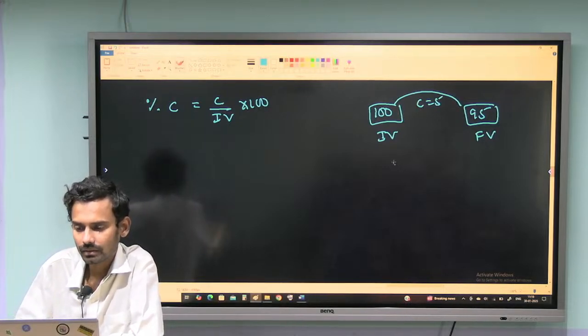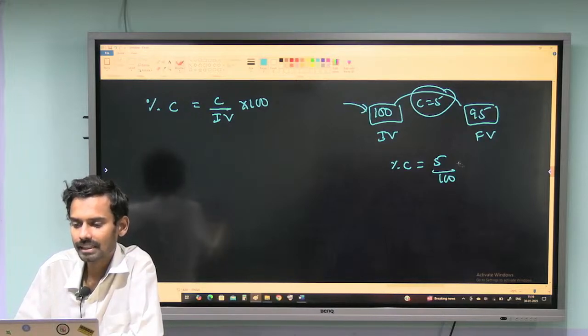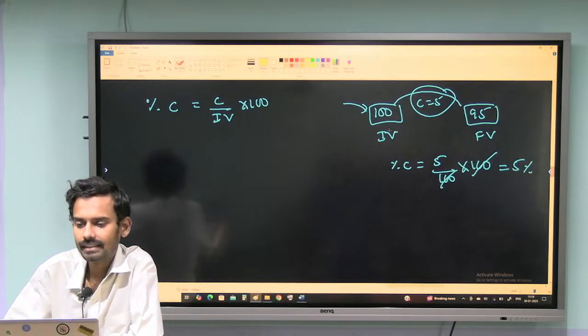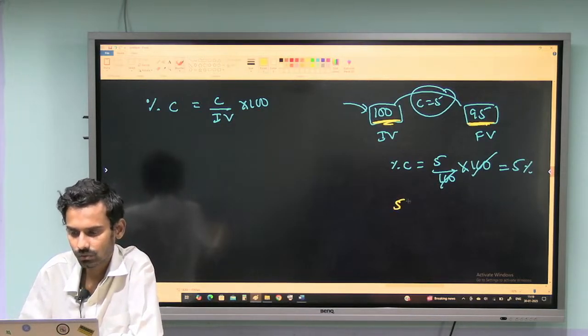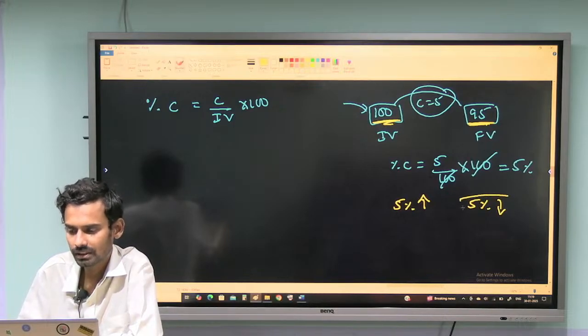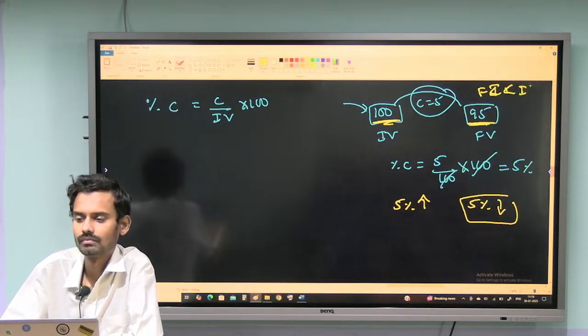In order to find percentage change, you need to compare this change, that is 5, with respect to the initial value, which is 100, and multiply this by 100. If you cancel, you will get 5%. Now as it is decreased from 100 to 95, you may have two options: one is 5% increase, the other is 5% decrease. I need to go with 5% decrease as the final value is less than the initial value. Clear?